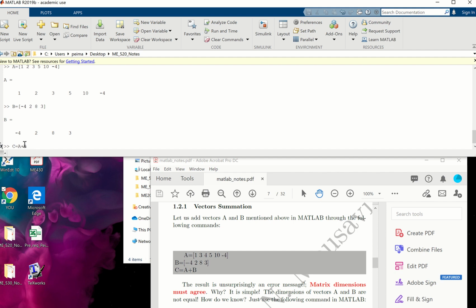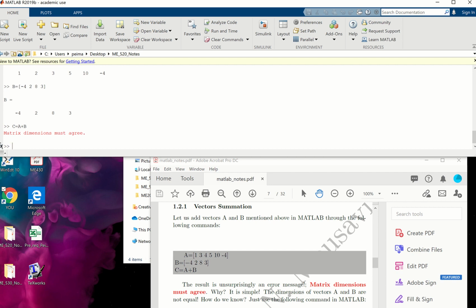I give you 2 minutes. Don't go forward, because we are learning. This is trivial algebra. What do you expect to see? Think about this. We define the vector A, we define the vector B. Enter. Oh, error message: matrix dimensions must agree. That's right. Matrix dimensions must agree.